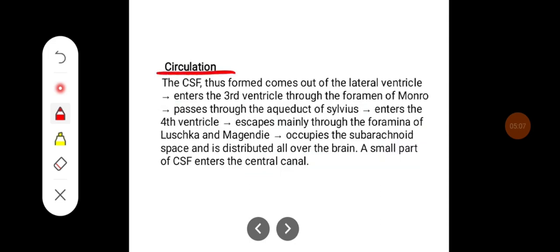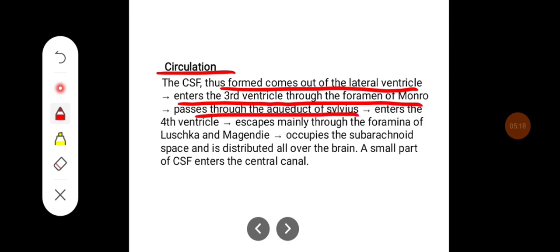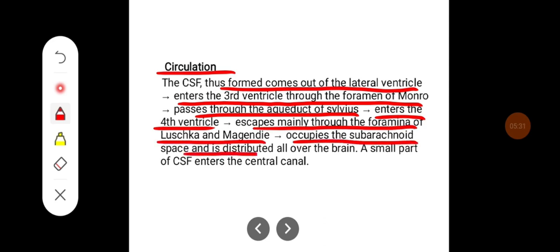If you see the circulation, the CSF thus formed comes out of the lateral ventricle. It enters into the third ventricle through the foramen of Monro, then passes through the aqueduct of Sylvius to enter into the fourth ventricle. Then from there it escapes mainly through the foramen of Luschka and Magendie and occupies the subarachnoid space and is distributed all over the brain. A small part of CSF enters the central canal as well.